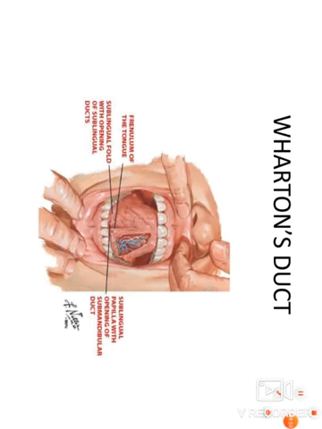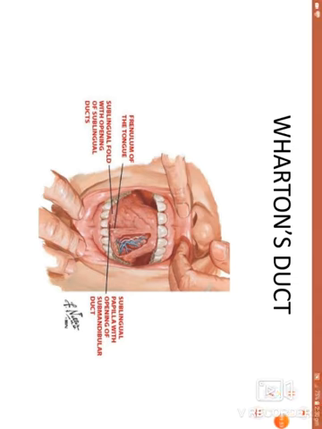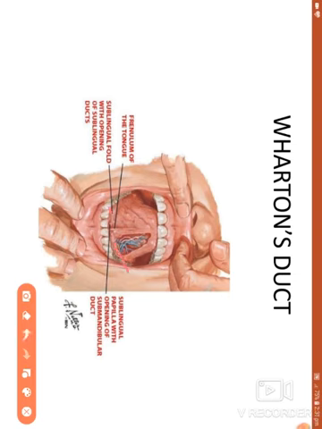Here you can see the inferior aspect of the tongue, floor of the mouth. This is the sublingual fold. Here there is the sublingual papilla. There you can see the opening of the submandibular duct. The duct of the submandibular gland is also called Wharton's duct. We have seen some ducts from the sublingual gland also join with the submandibular duct, and together they open into the sublingual papilla.